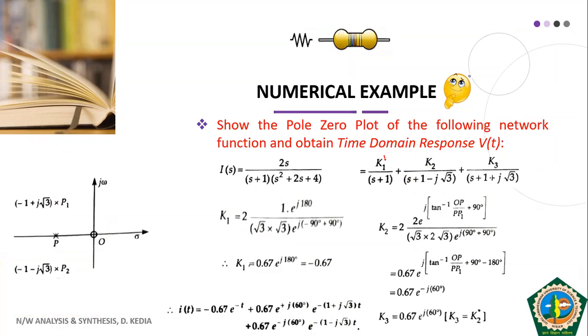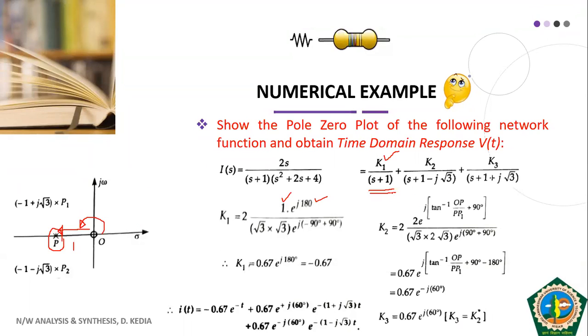So for k1, let us see. For k1, the pole under consideration is s equal to minus 1. We have to find the distance of every 0 to this pole. So we draw a phasor from this 0 to this pole for the numerator part. How much is the distance? The distance is 1. The direction of the phasor is towards the negative x-axis. So how much is the angle? 180 degrees. The numerator part is over because we have only 1 zero. If we had more than 1 zero, we would have calculated the other distances also.